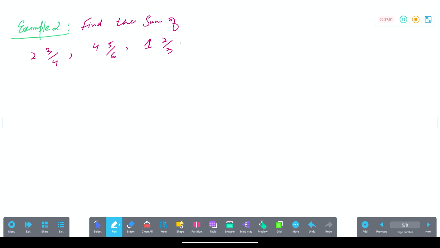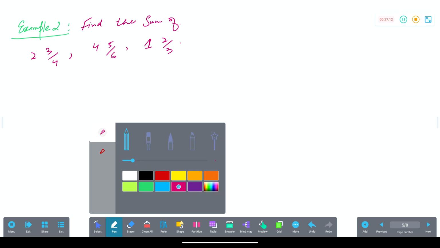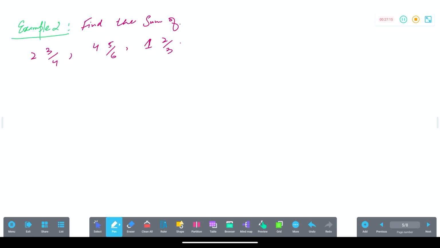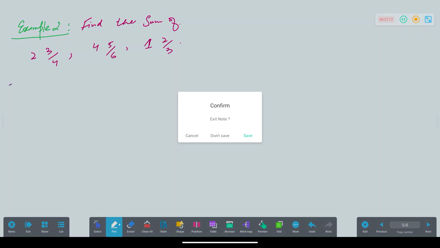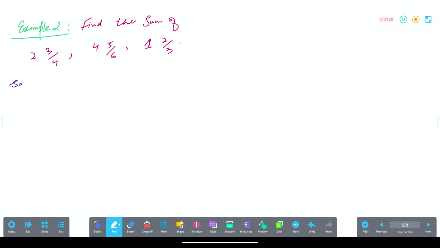Now you can see here, all these three fractions that we have to add are mixed fractions. So I am writing 2 3 by 4 plus 4 5 by 6 plus 1 2 by 3. The first thing, as I have told you in the first case when we added like fractions, I have taken one of the examples which contains mixed fractions.